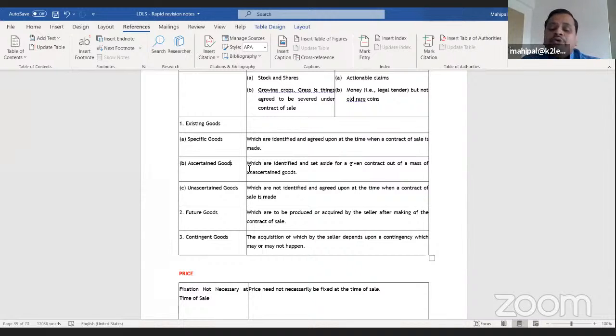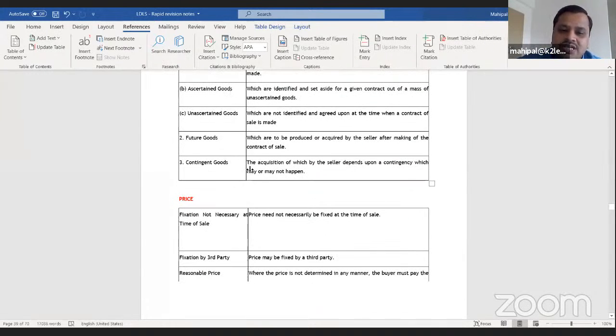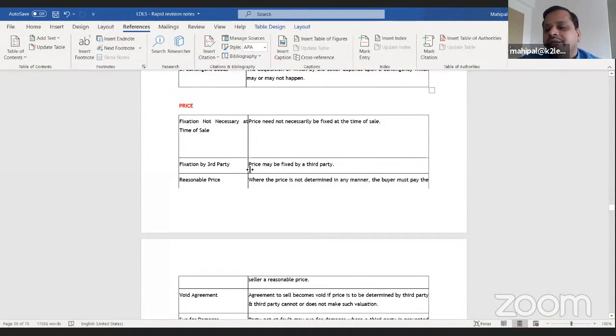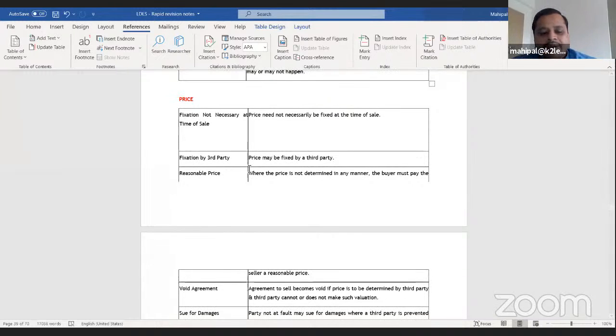Contingent goods are a kind of future goods, the performance of which depends upon a contingency which may or may not happen. The price of goods is generally fixed by an agreement. It may be fixed by a third party. If that third party fails to fix a price, then it becomes void.